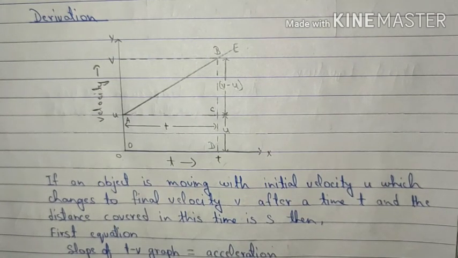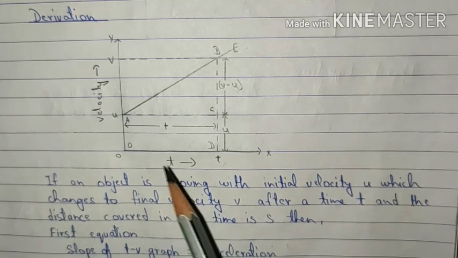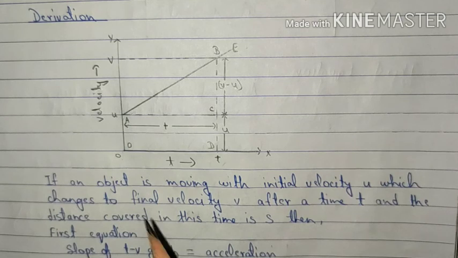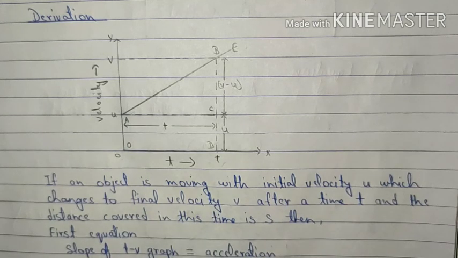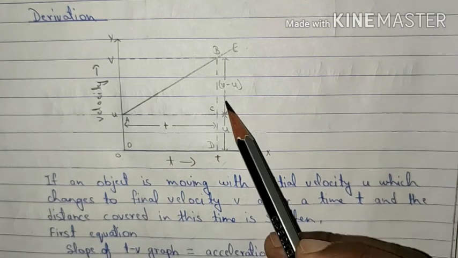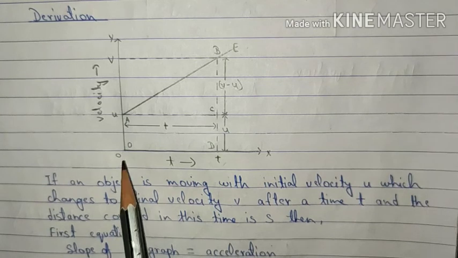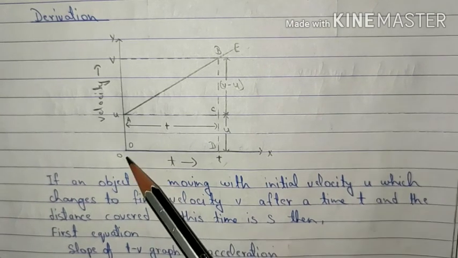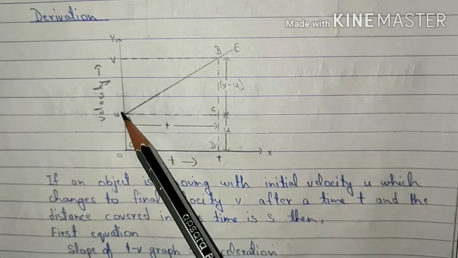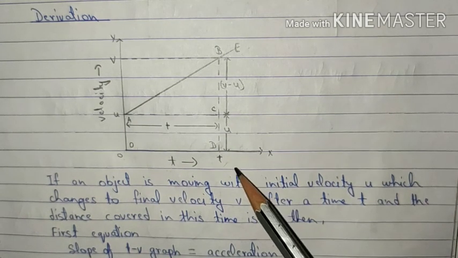Now, if we draw straight lines from points A and B to the x-axis and y-axis, we get this particular shape which has been shown over here, that is AODCB. We are going to derive various equations of motion through this graph itself. As you can observe, OD is equal to t, OA is equal to u, which is also equal to DC, that is, DC is also equal to u.